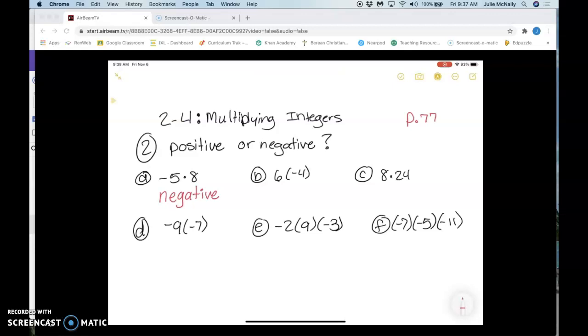So letter B. How many negatives are in letter B? 1. So if there's one negative, the answer is negative. Remember, whatever I write, you write. So write down these answers. Letter C. How many negatives are there? 0. So the answer is positive.